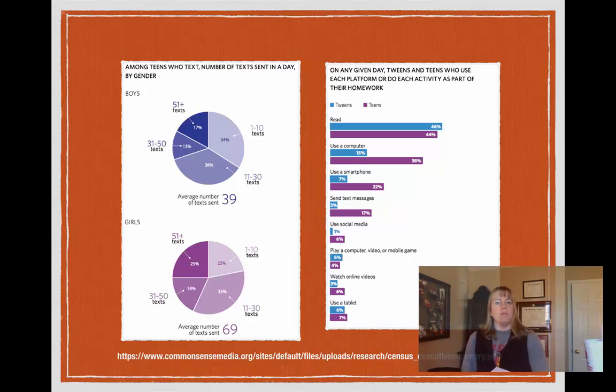On any given day, teens and tweens who use a platform or do activities as part of their homework, this is interesting. Using a computer, primarily teens are doing that compared to the tweens, 38%. Using a smartphone, 22% are using that to do work. 17% using text messages. Using a tablet, 7%. So you can see that as kids get older, they're more likely to use technology than those tweens, that middle school age range of kids.